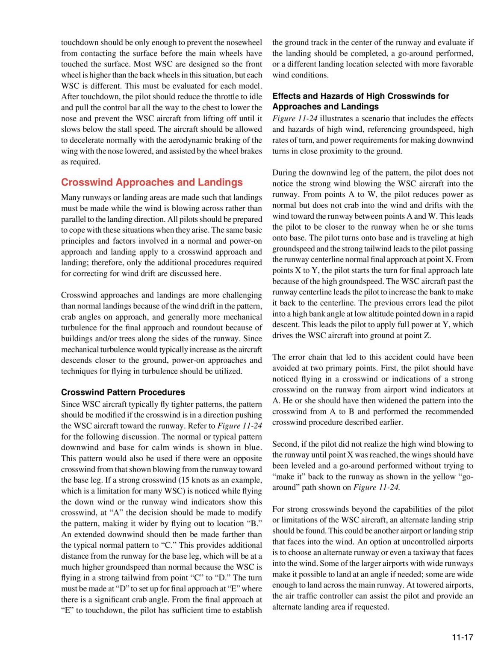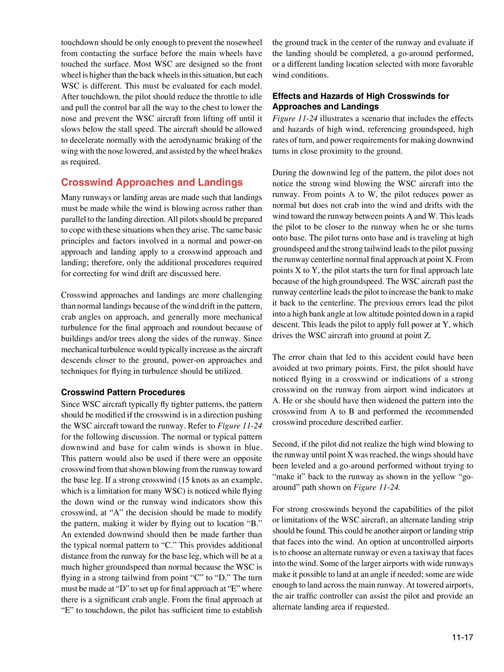Most WSC are designed so the front wheel is higher than the back wheels in this situation, but each WSC is different. This must be evaluated for each model. After touchdown, the pilot should reduce the throttle to idle and pull the control bar all the way to the chest to lower the nose and prevent the WSC aircraft from lifting off until it slows below the stall speed. The aircraft should be allowed to decelerate normally with the aerodynamic braking of the wing with the nose lowered, and assisted by the wheel brakes as required.